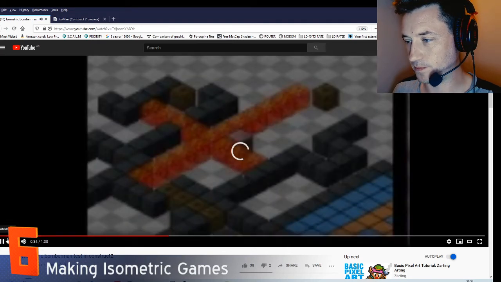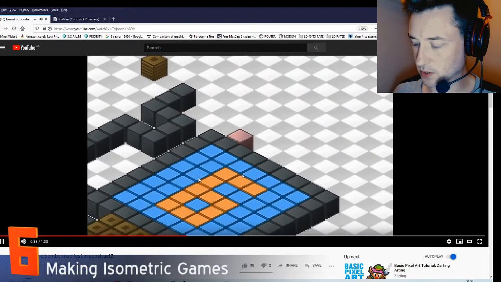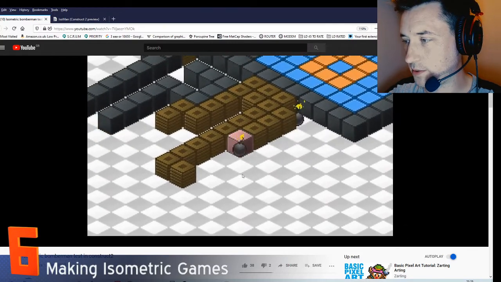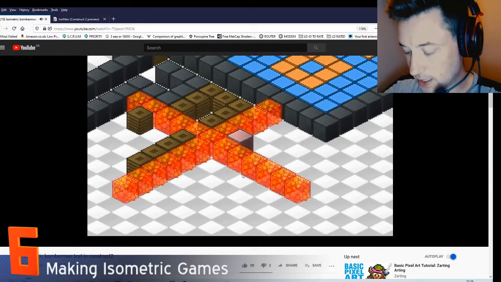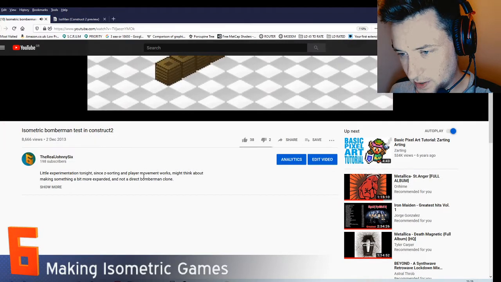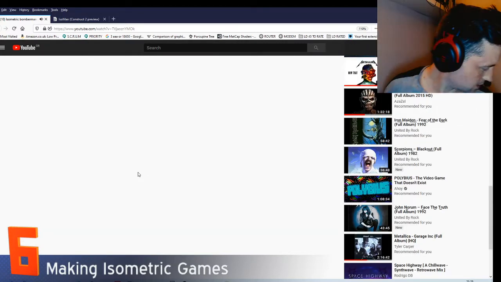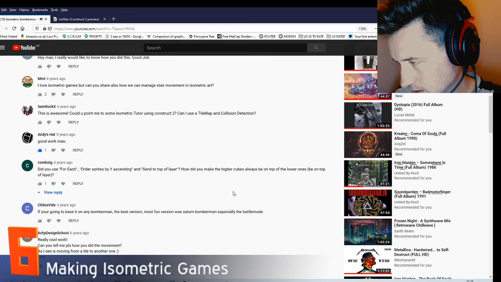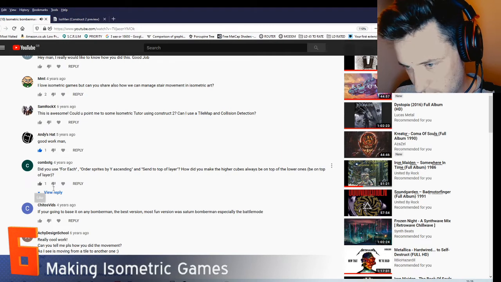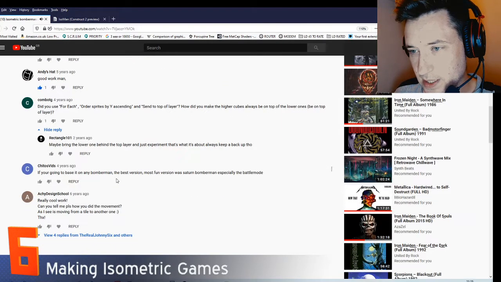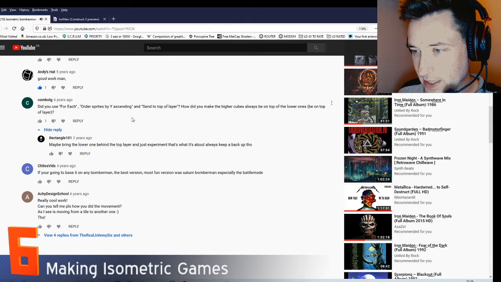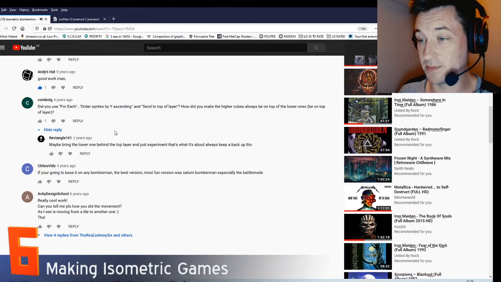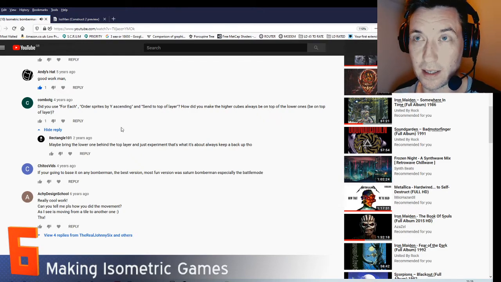So, this was my attempt at making, in the Construct 2 engine, a sort of Bomberman-like clone. And it was pretty good. And then people asked, what did they ask? Did you use "for each" order sprites? Oh, so Combo TG has already figured it out. Whatever Combo TG said, it is basically order sprites by Y ascending.